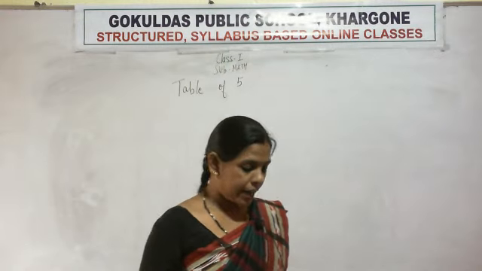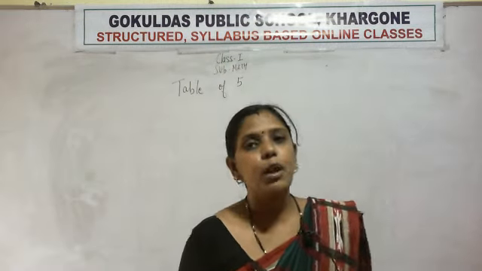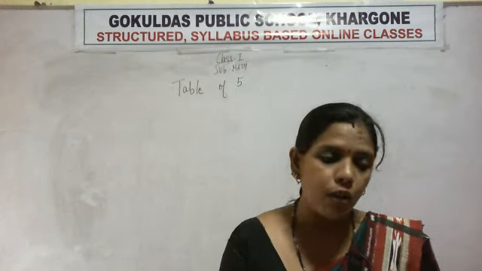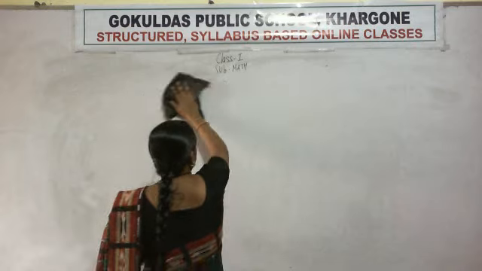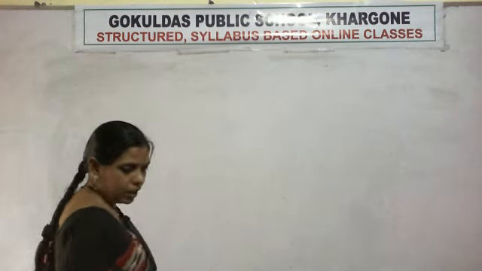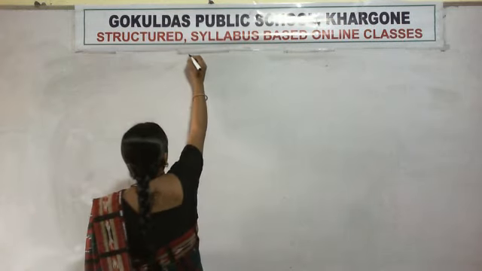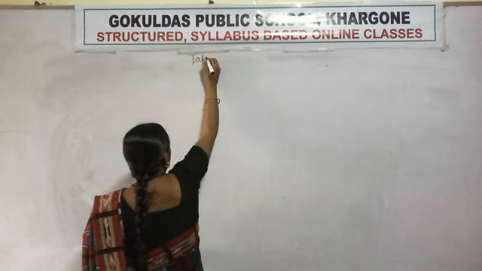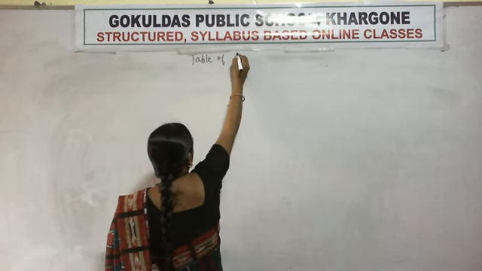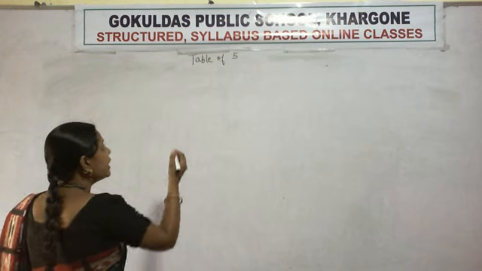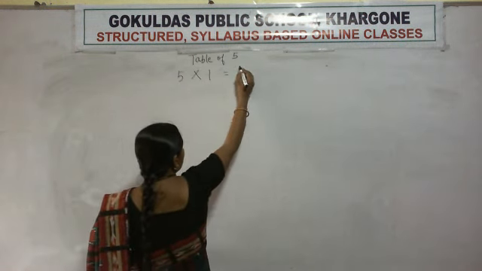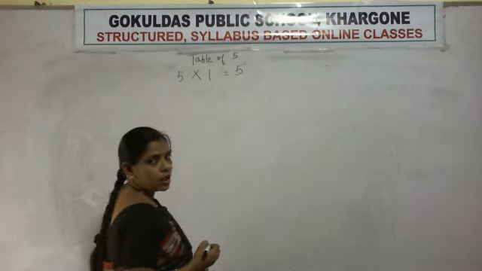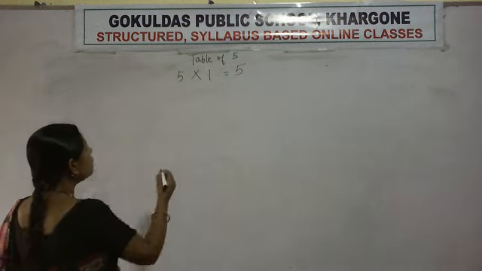I am writing on the board. You copy the table of 5 and repeat after me also. Write the heading. What is the heading? Table of 5. Table of 5. Start writing. 5 ones are 5. Repeat. 5 ones are 5.